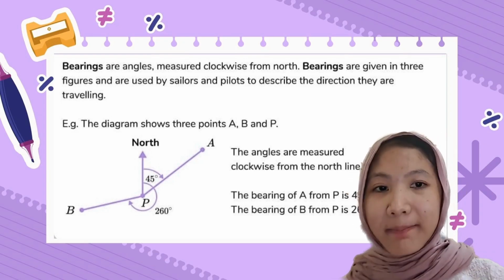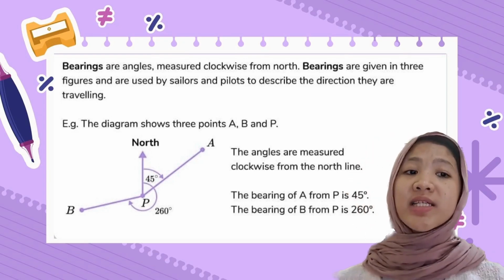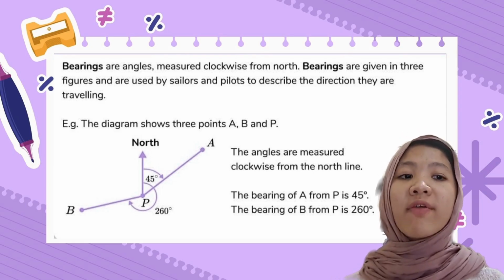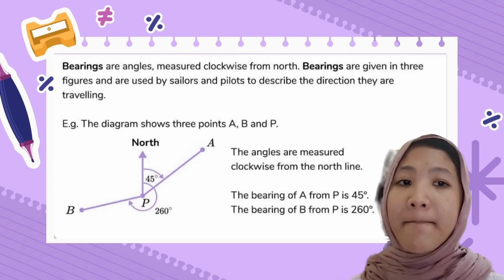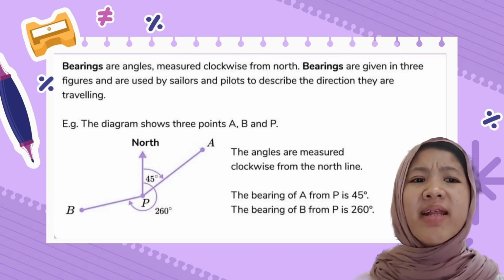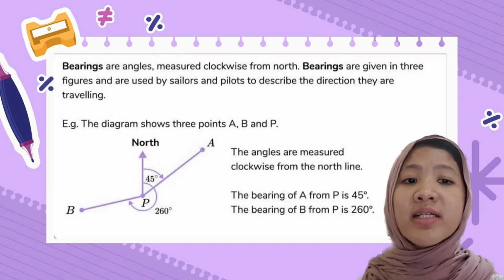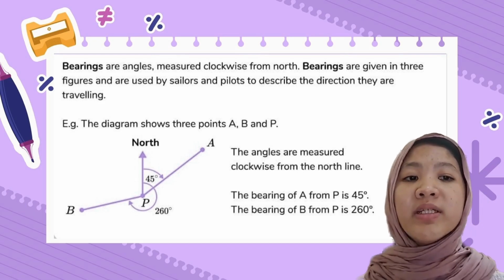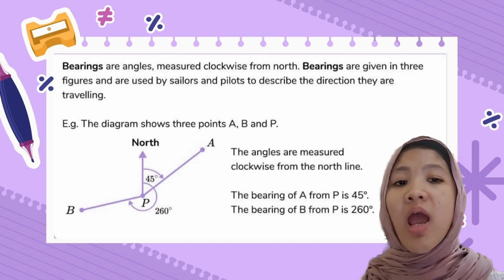Next topic, bearings. Bearings are just a specific way of measuring angles, used heavily in navigation. Bearings are angles measured clockwise from north. Bearings are given in 3 figures and used by sailors and pilots to describe the direction they are traveling.